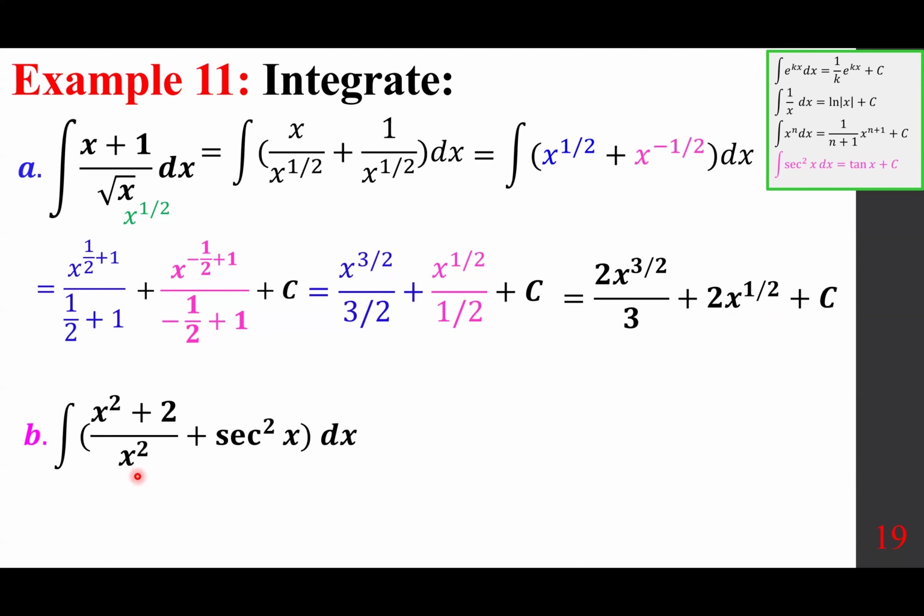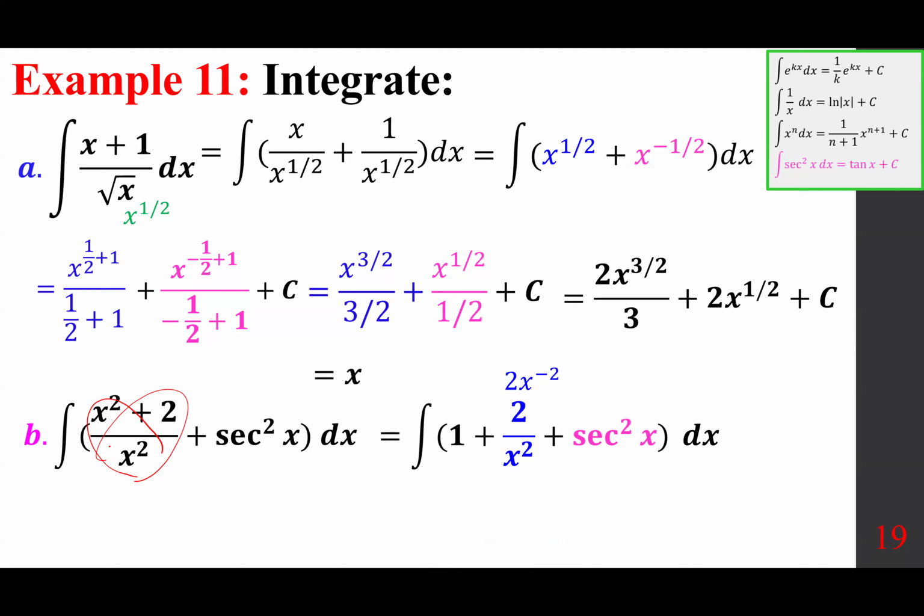X squared plus 2 over x squared plus secant squared. This is one function, that is, one fraction. Makes it 1. This is the second fraction, 2 over x squared. And I'm going to change the 2 over x squared to 2x to the power minus 2. Again, we've done this. We are getting it ready for integration. Number 1 results in x.